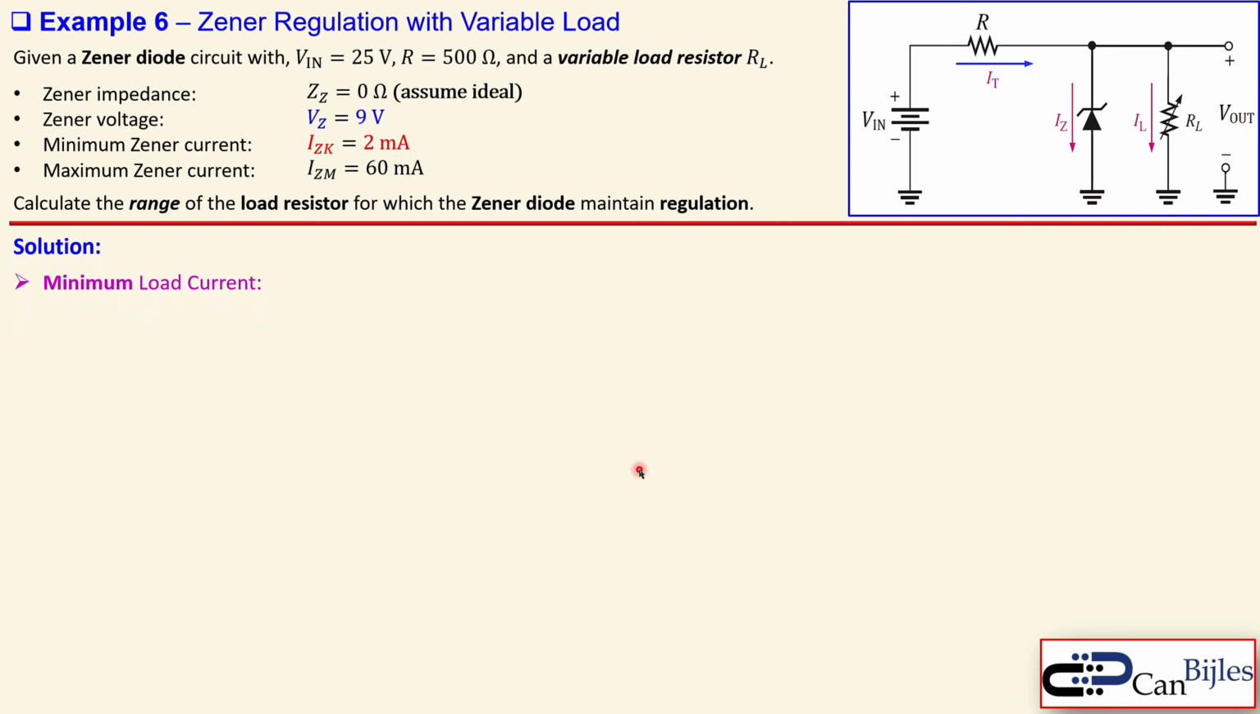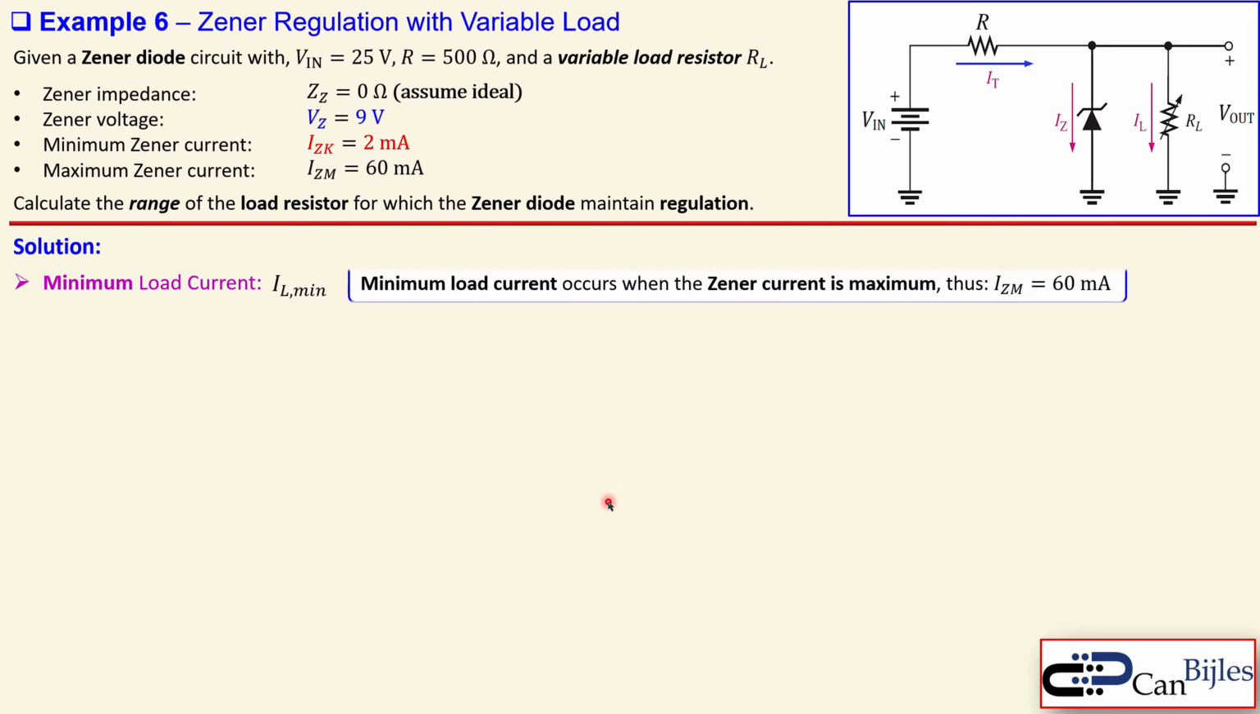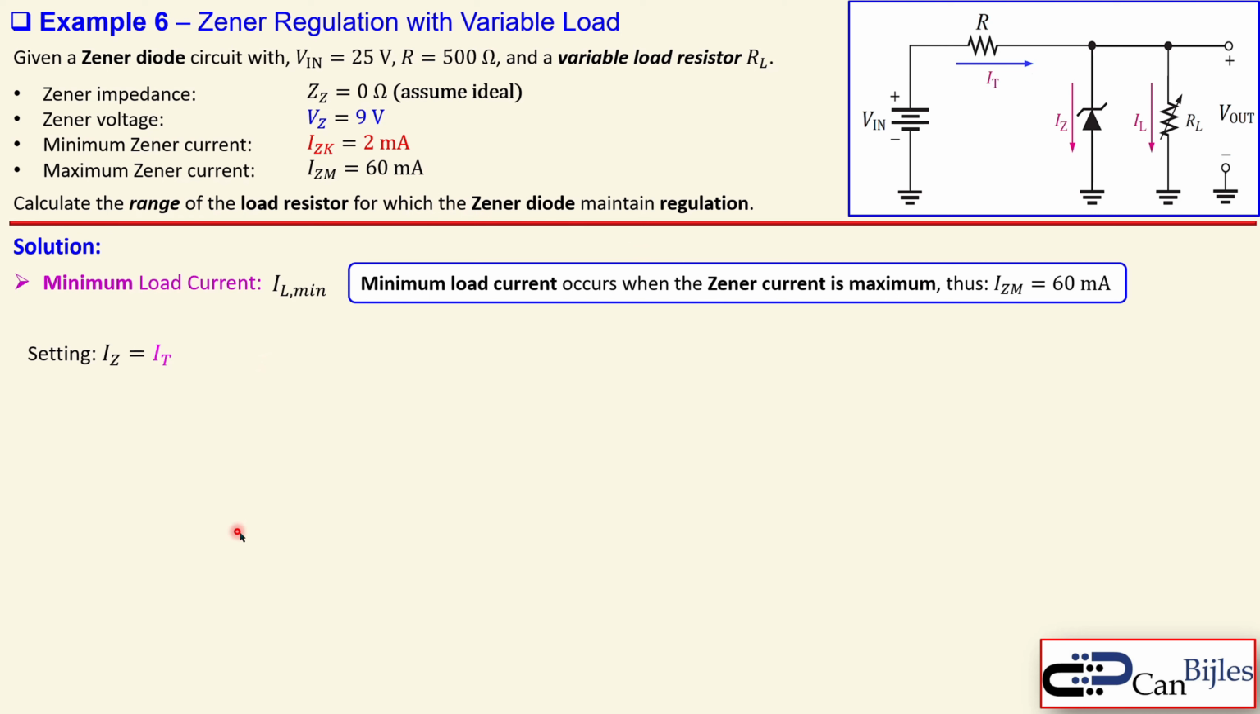Now, for the minimum load current, that means IL minimum, the minimum load current occurs when the Zener current is maximum. So if this must be minimum, this must then be consuming the maximum possible current. That is, in this case, 60 milliamps. So let's say the following. We can say this total current I is just equal to IZ. So IL is completely 0. That means it is open. So we have no load actually there.